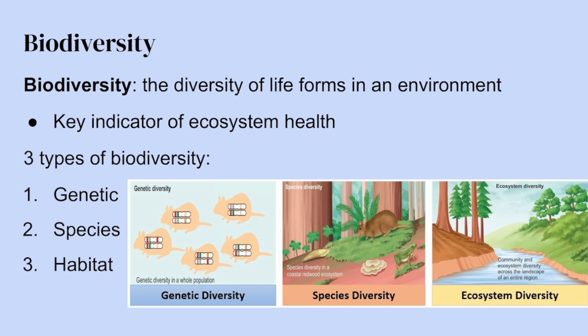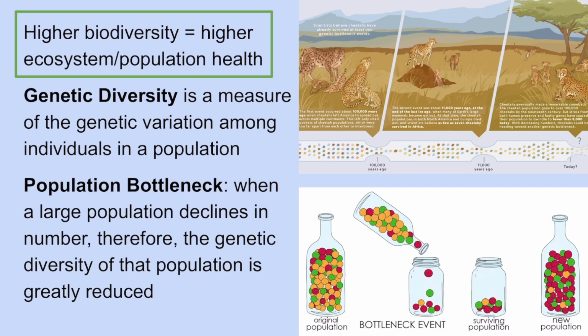And then we're going to look at three types of biodiversity. These are genetic, species, and habitat. So again, the key thing that you should be taking away from this video is that high biodiversity means that an ecosystem or a population is generally healthier. They're more resilient, which is a word that we're going to talk about a little bit later.